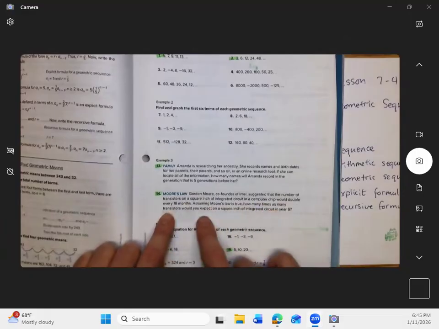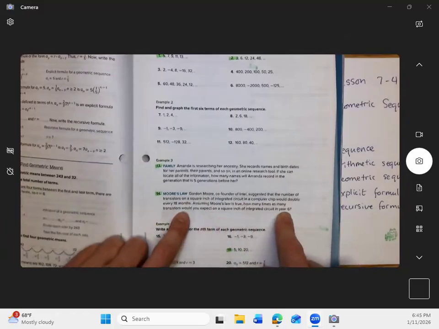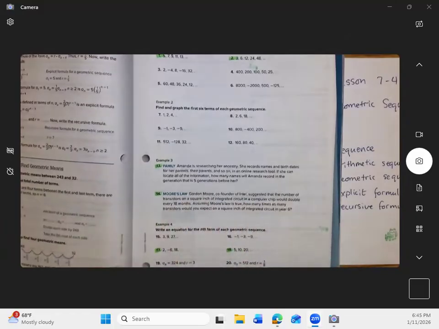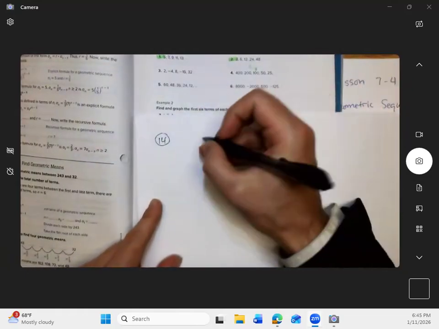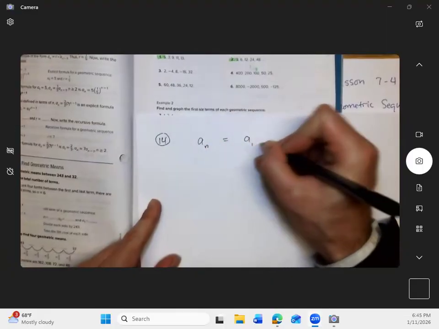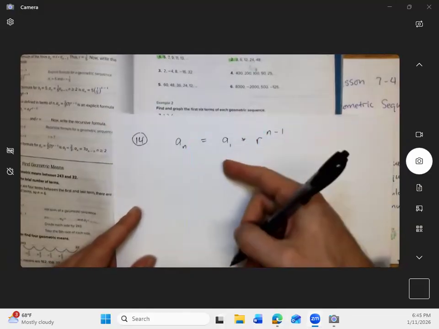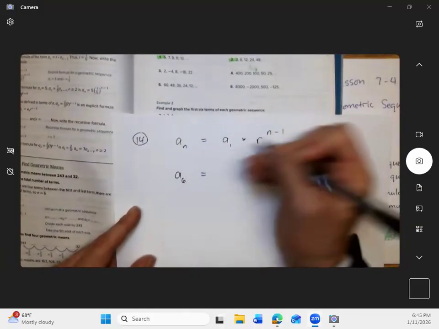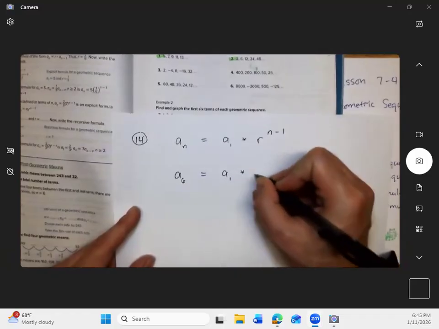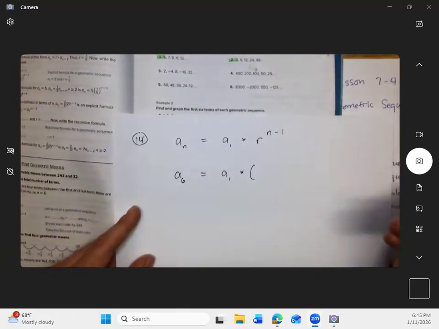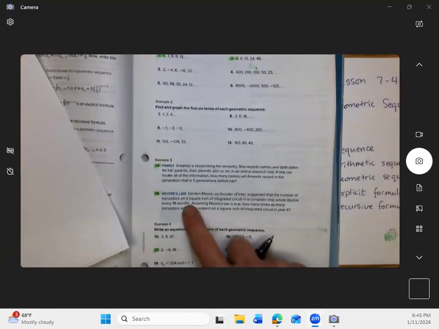Assuming this is true, how many times as many transistors would you expect in year six? So we're gonna go forward 6 years. So A sub n equals A sub 1 times common ratio to the n minus 1. For the 6th year, it's A1 times... So we're doubling. You know what? It says double every 18 months, doesn't it? I didn't think about that, but we're gonna have to get a little tricky.